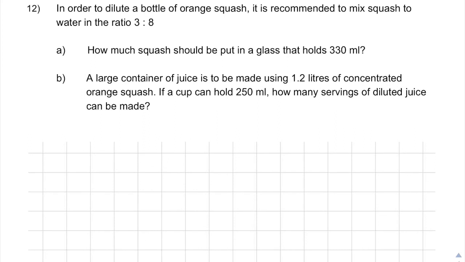We're dealing with some juice. We've got some orange squash. We have to mix it with some water in the ratio 3:8. And for part A, how much squash should be put in a glass that holds 330 milliliters?